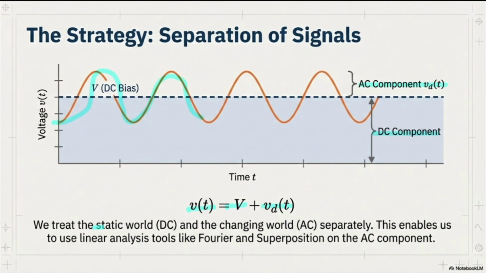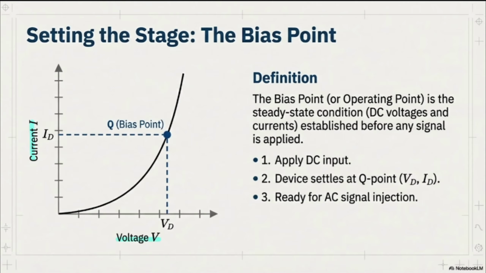So in a static world we have DC, and in a changing world we have AC. So we are going to deal with those separately. This is going to enable us to use linear analysis tools like Fourier and superposition on the AC components that you're going to see in the future. The one thing that we just saw was that the relationship between V and I was nonlinear. So it's not a line, it's a curve.